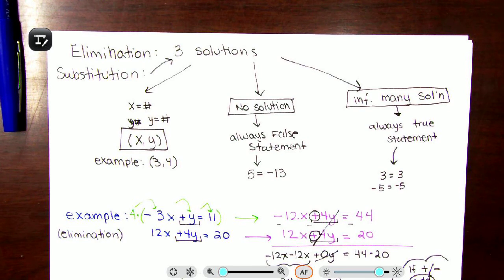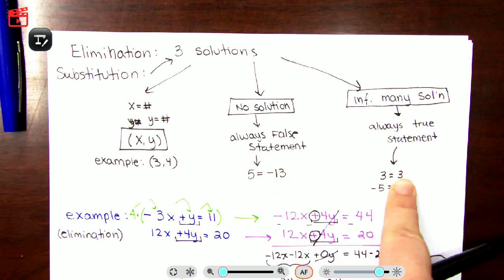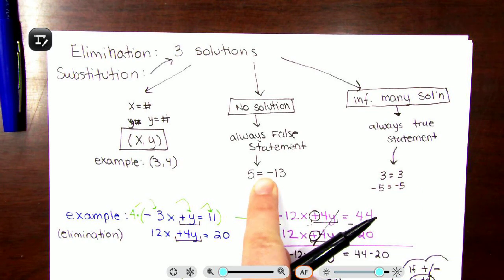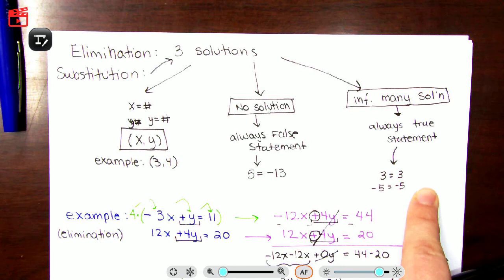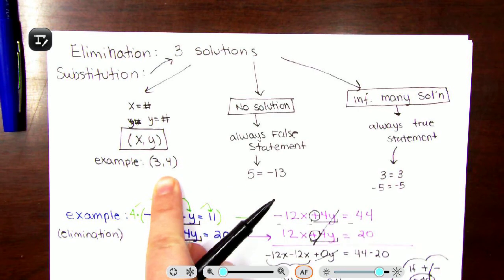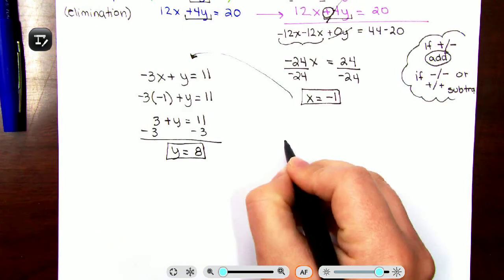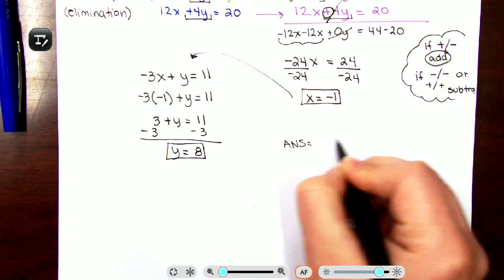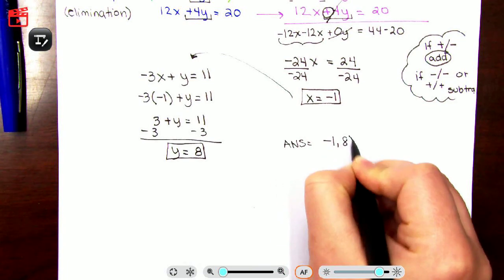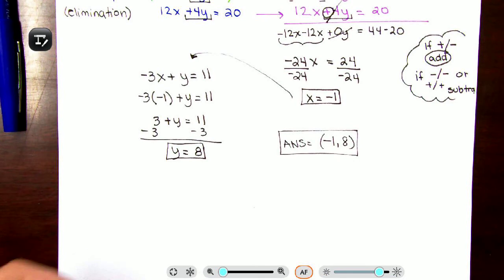You have 3 answers it may be. It can be this answer, it can be this answer, or it can be this answer. So, did we get a false statement? No. Did we get an always true statement? No. So the only answer that you can have is 2 numbers separated by a comma in parentheses, which are a coordinate point. So we have our answer as negative 1, 8. And that is your answer. That is where, if we were to graph these 2 lines, that would be their point of intersection.